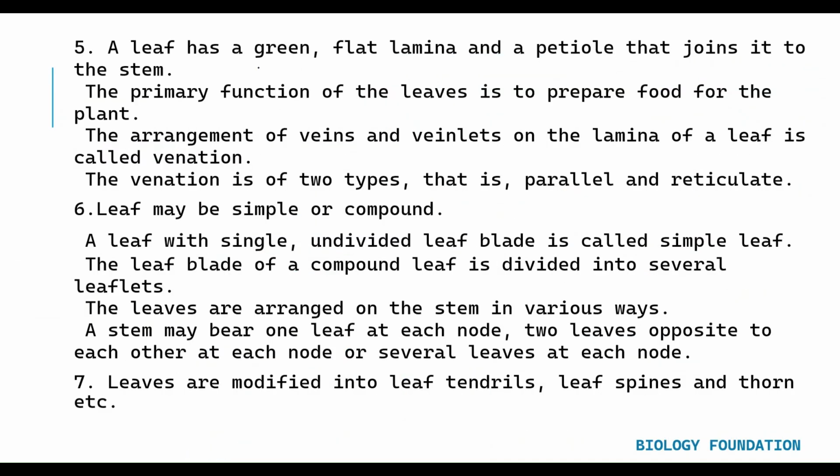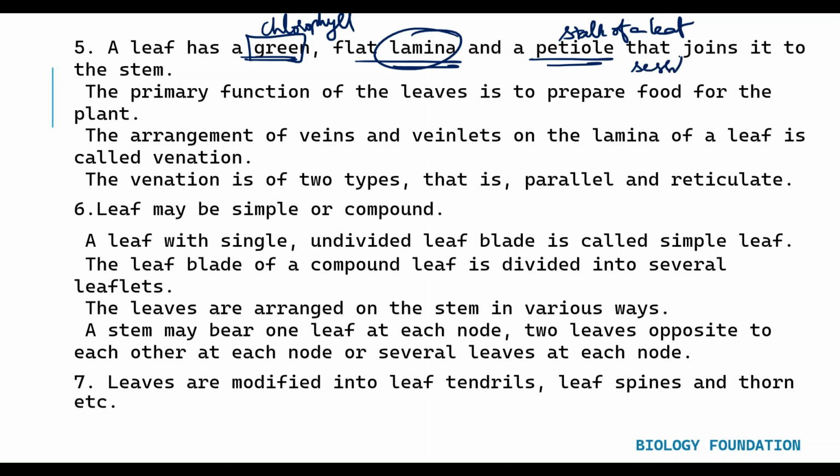Coming to leaf, a leaf is green. Why is it green? Because of the presence of chlorophyll pigment in it. Okay, so a leaf has a green flat lamina. What is lamina? It is basically the broad portion of the leaf, and it has a petiole. What is petiole? It is the stalk of a leaf. And those leaves which don't have a petiole are said to be sessile.